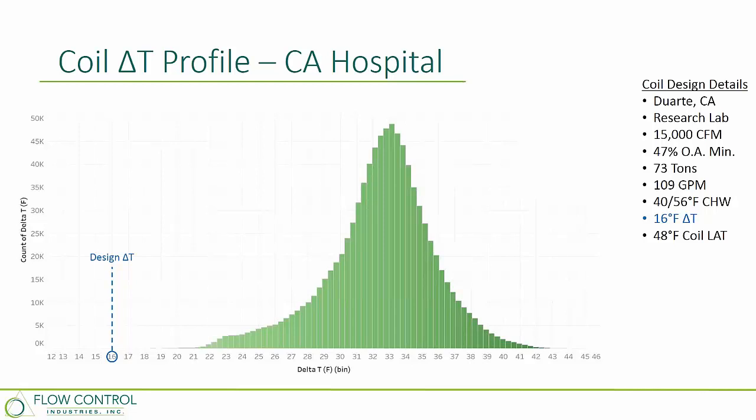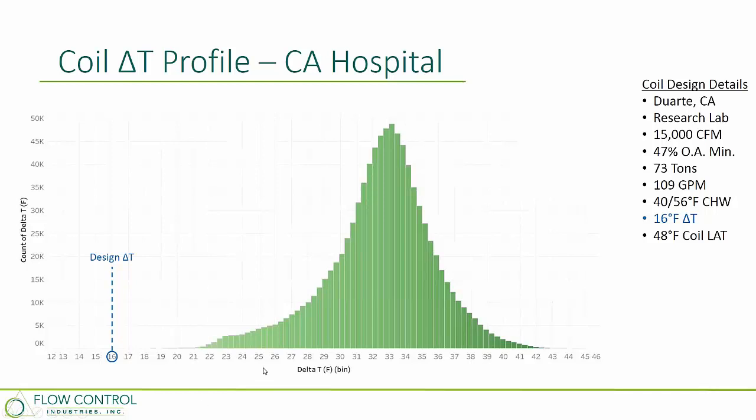So in our California hospital, here's one of the coils that we investigated. This is a research lab, about 15,000 CFM, about 50% outside air minimum, and a 73-ton design, a little over 100 GPM. A 16-degree design delta T with a 48-degree discharge air temperature on that coil. Those are all of the design parameters for the coil selection.